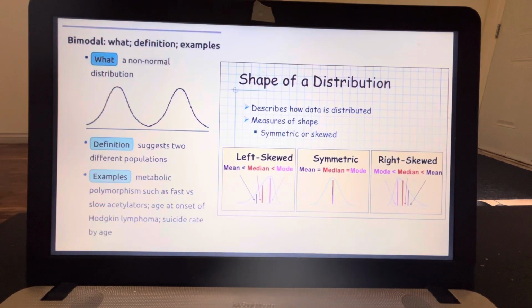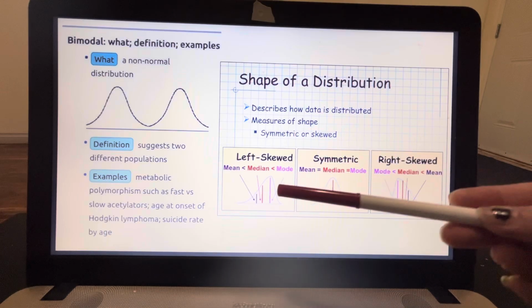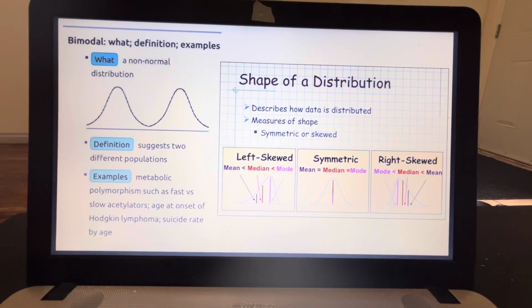Next, bimodal is a non-normal distribution. Like this, bimodal is not normal, since there are two different populations. An example is given. If the question asks, we should know this is symmetrical, in which mean equals median equals mode, and there is skewness, positive and negative, which is called right skewed or left skewed.